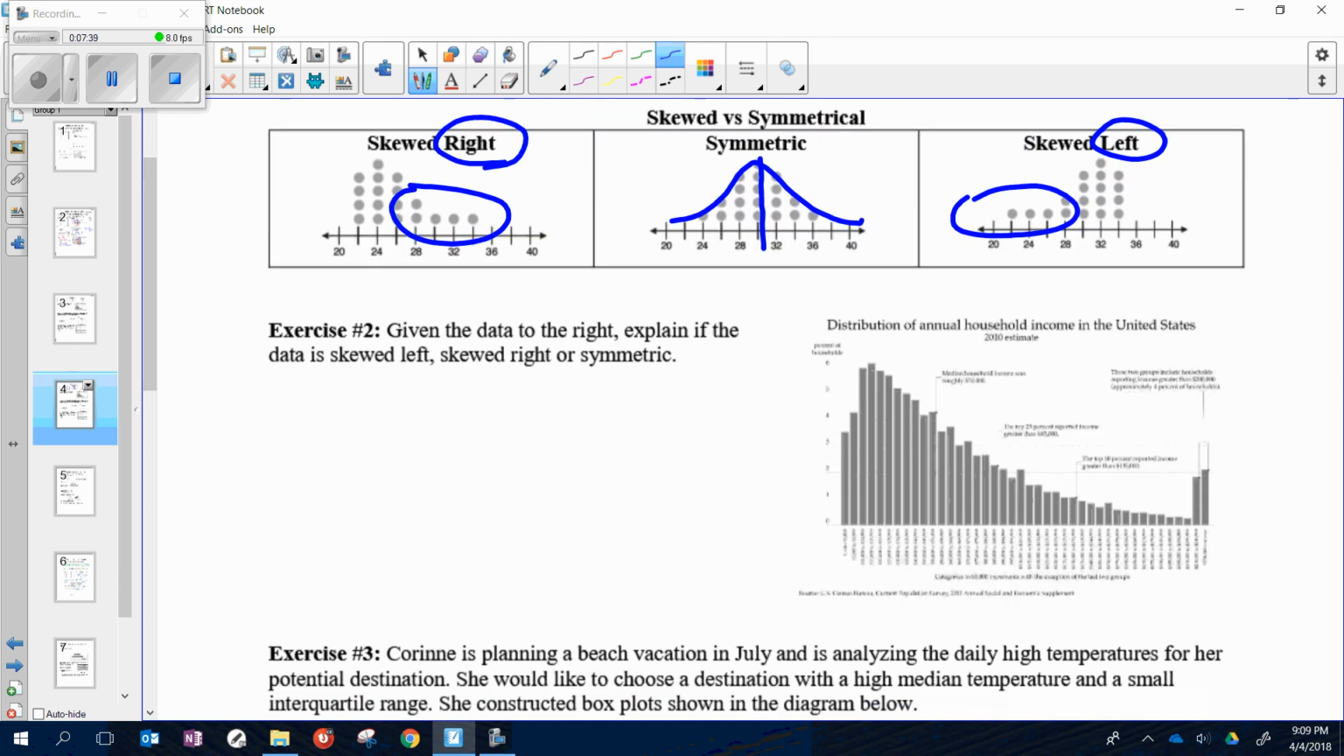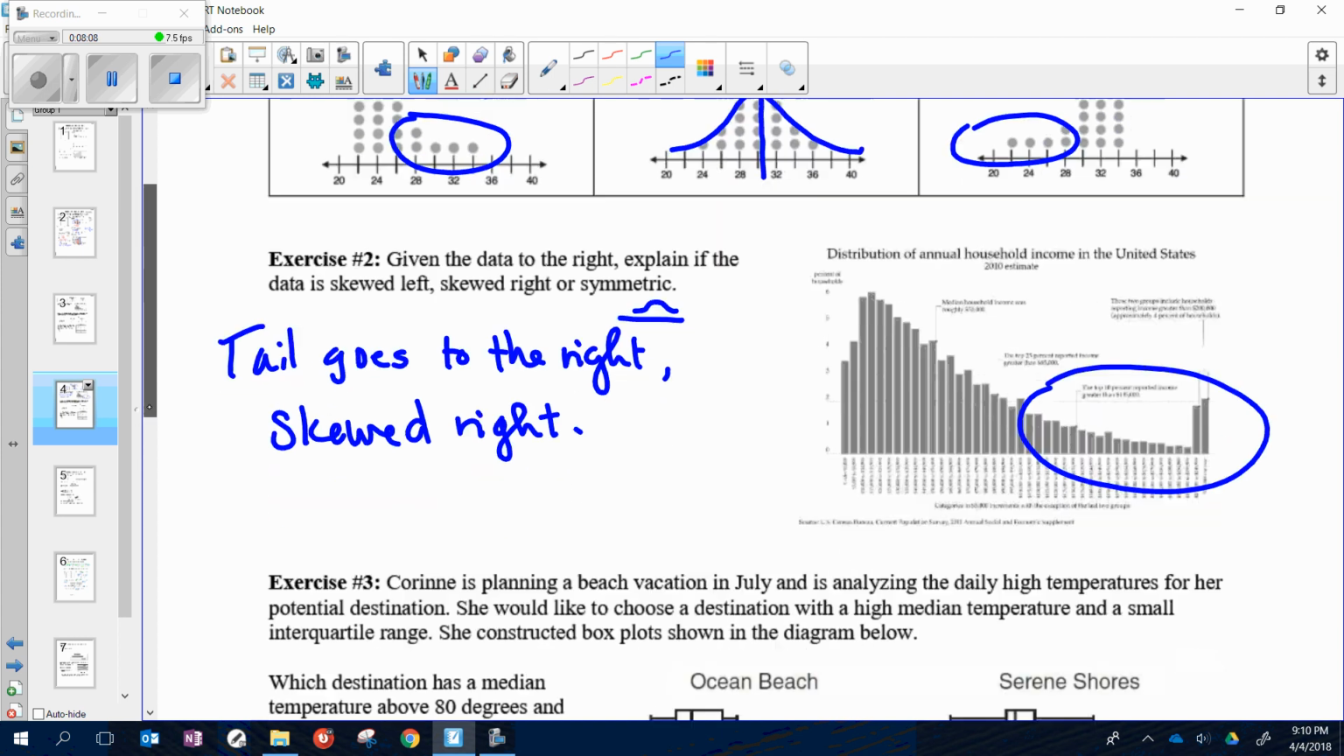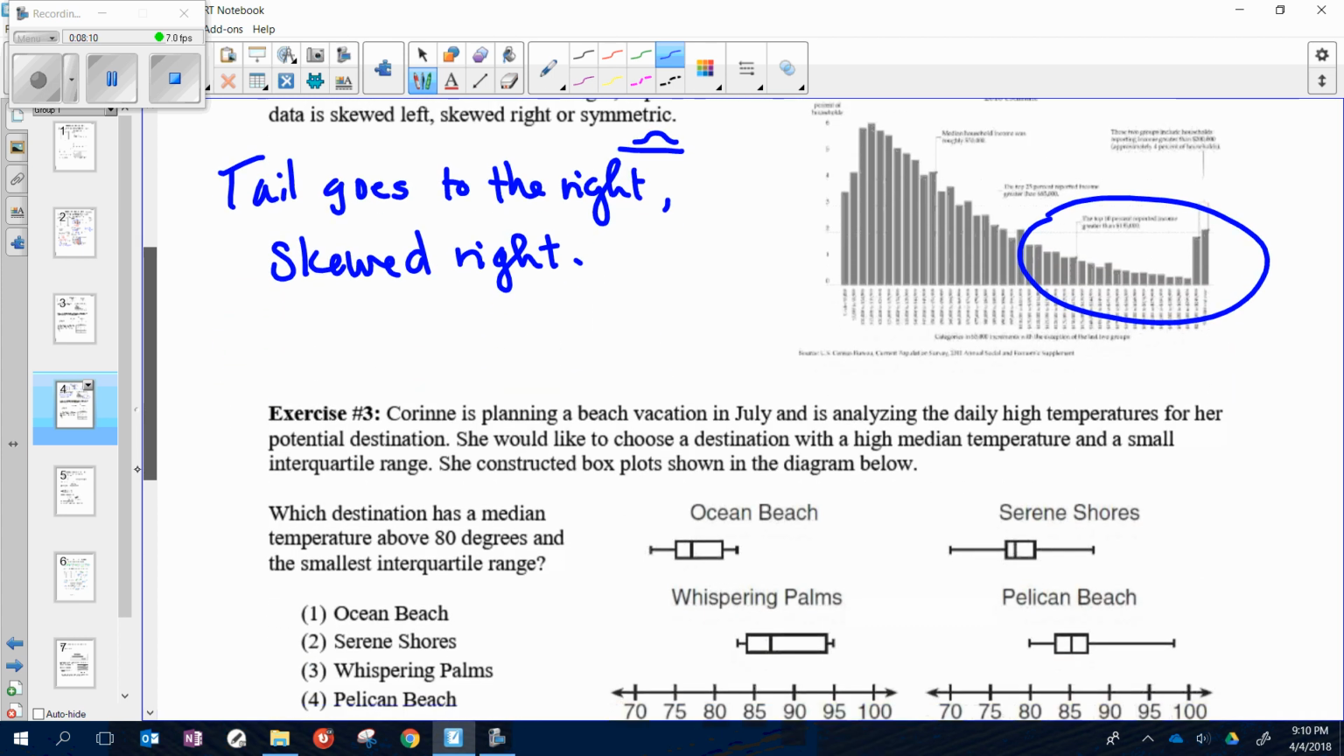Okay, exercise 2, given the data to the right, explain if the data is skewed left, right, or symmetrical. Well, it's definitely not a perfect bell-shaped symmetrical. I see a tail going to the right, so tail goes to the right, which means the data kind of falls off at that end of the graph, and the distribution is skewed right. There's less data at that end of the graph.